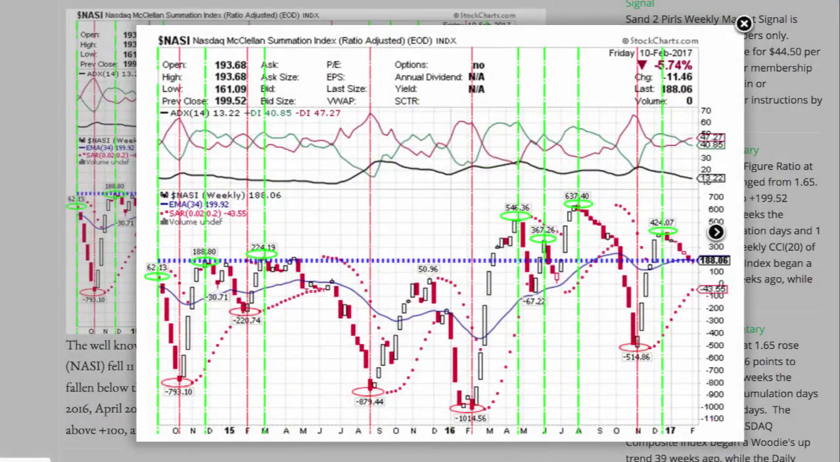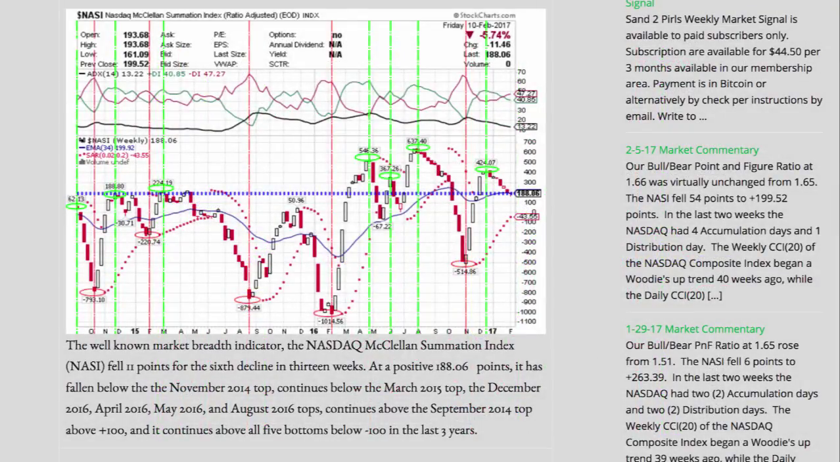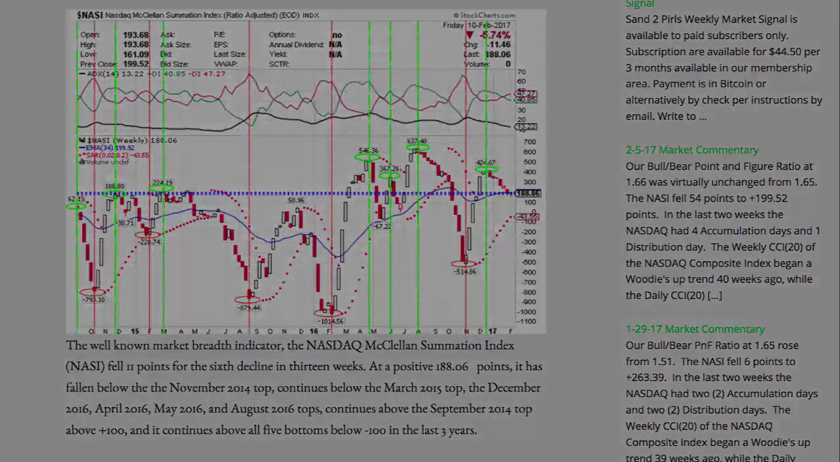The well-known market breadth indicator, the Nasdaq McClellan Summation Index, fell 11 points for the sixth decline in 13 weeks. At a positive 188.06 points, it has fallen below the November 2014 top, continues below the March 2015 top, the December 2016, April 2016, May 2016, and August 2016 tops, continues above the September 2014 top above plus 100, and continues above all 5 bottoms below minus 100 in the last 3 years.